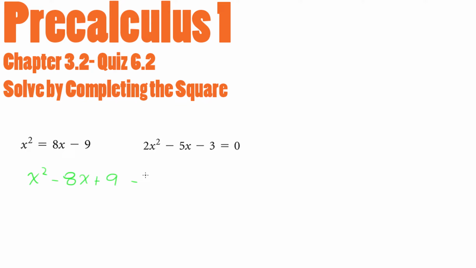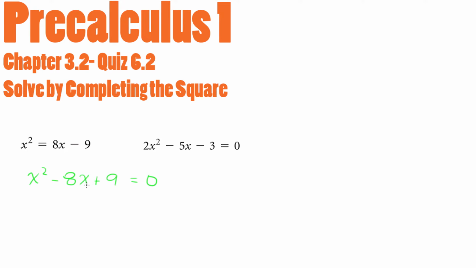In this chapter, we're going to do this section about solving by completing the square. Now, if you have an example like this, x squared equals 8x minus 9, what I want you to do is set it equal to 0. So you have x squared minus 8x plus 9 equal to 0.